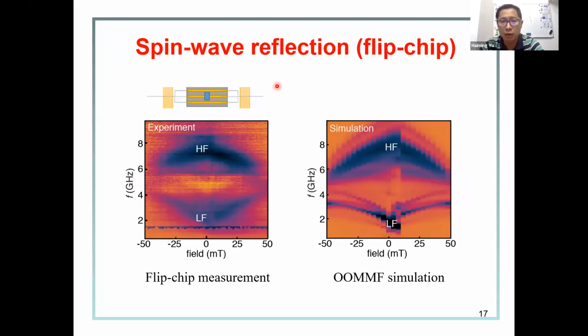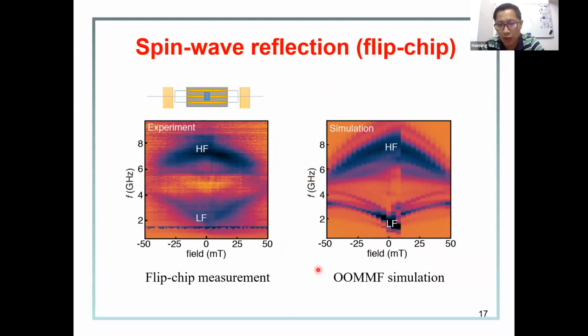Then we tried to understand more about the origin of this high frequency mode. So we returned to relatively simpler experiments, where we put this film upside down on a big coplanar waveguide structure. And we use flip chip FMR measurements to measure this so-called spin wave reflection. Here we can also see clearly two modes: one low frequency mode, more like a regular Pickel mode, and the high frequency mode, which is also quite strong.